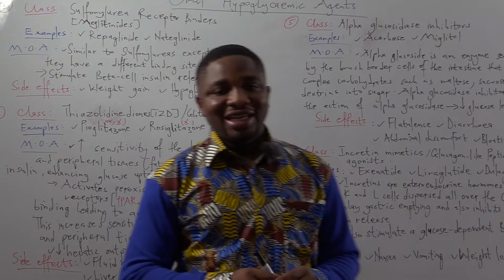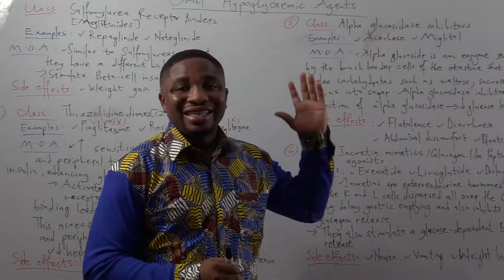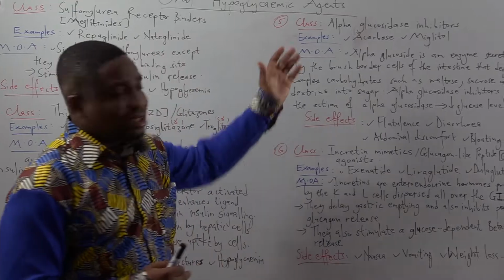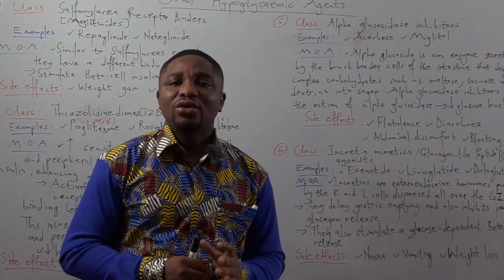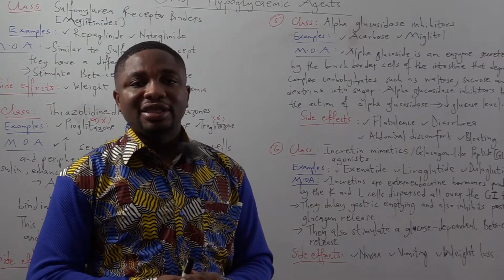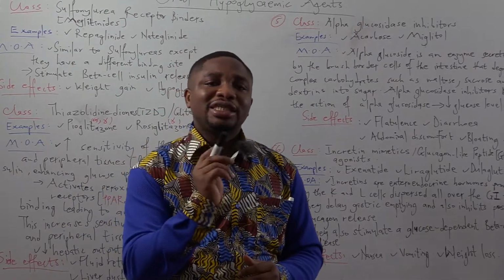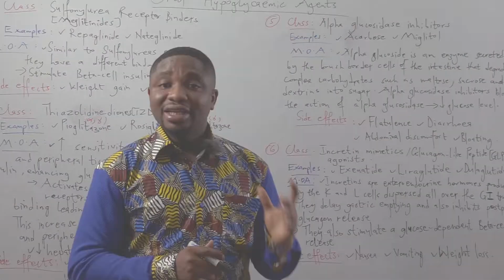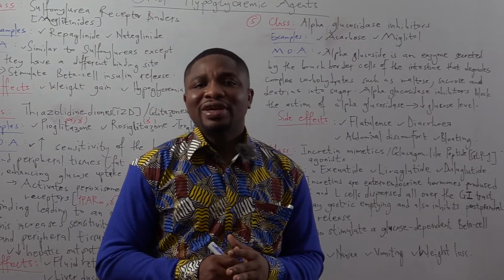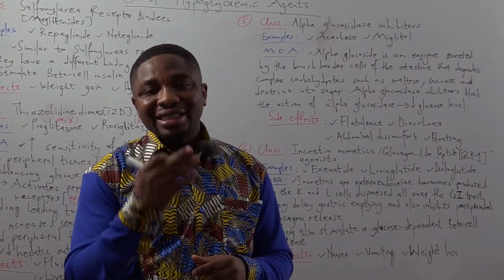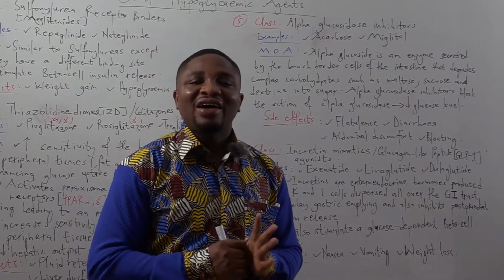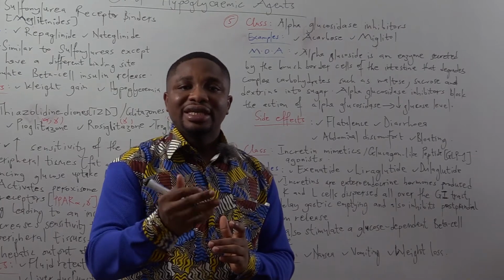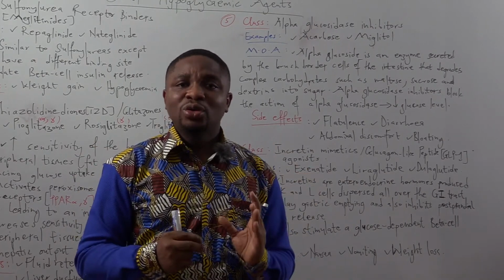Now let's move ahead and talk about the next class of medications. The next class we are looking at is the alpha glucosidase inhibitors. For the alpha glucosidase inhibitors, the examples we can think of are acarbose and miglitol. Now let's look at the mechanism of action of the alpha glucosidase inhibitors. From the name, alpha glucosidase inhibitors, so let's talk about the alpha glucosidase.